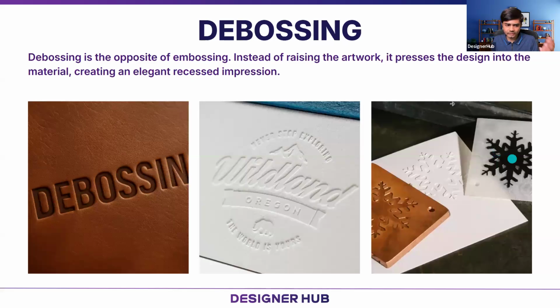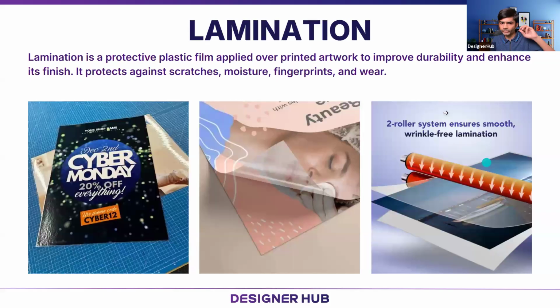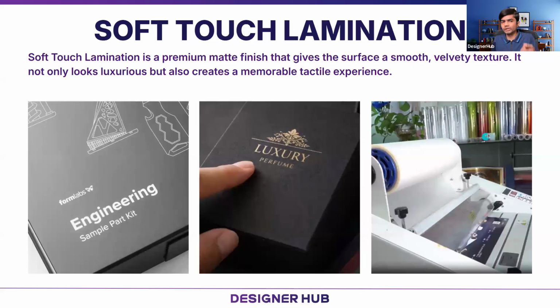Then you have lamination, which is nothing but the entire sheet being laminated with a plastic coating to protect from water, moisture, scratches, fingerprints, wear and tear, and all of that. And then you have soft touch lamination, which gives a textured matte finished surface, a smooth velvety texture. It not only looks luxurious but also creates a memorable tactile experience, the touch and feel of those boxes and materials.